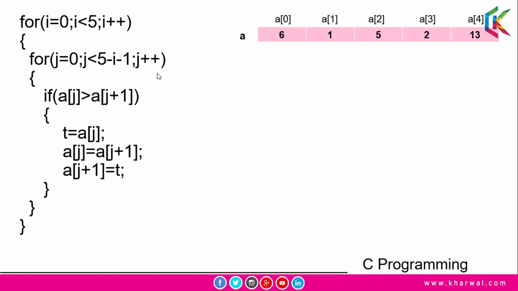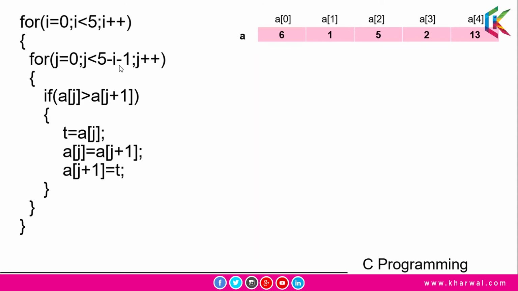And after that j++ will be executed, so the value of j will be 4 and 4 less than 4. Now this condition is false and control will come out from this for loop of j and i++ will be executed. So the value of i will be 1 and 1 less than 5 and this condition is true. Now control will be transferred to the for loop of j, where the value of j is 0 and 0 less than 5 minus i minus 1, so it will be 3 because the value of i is 1.